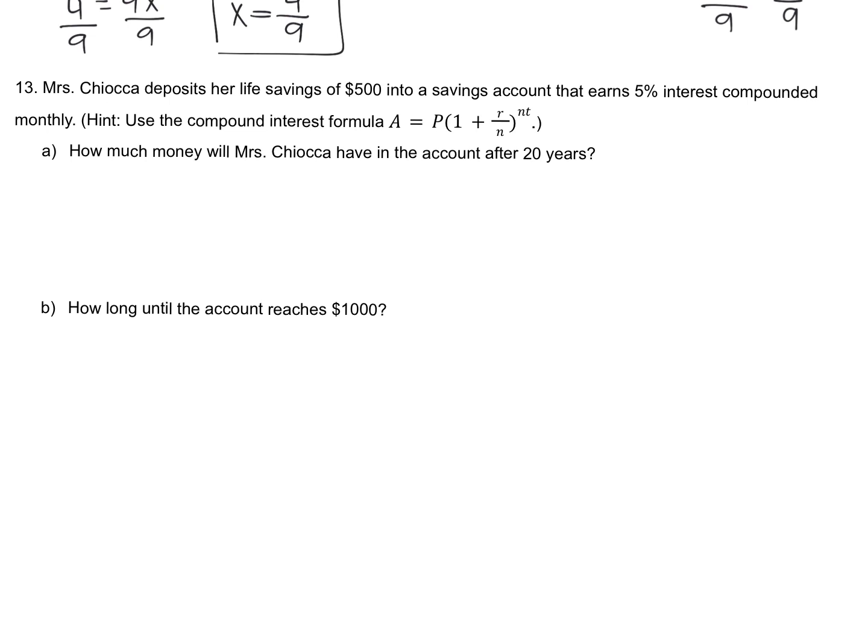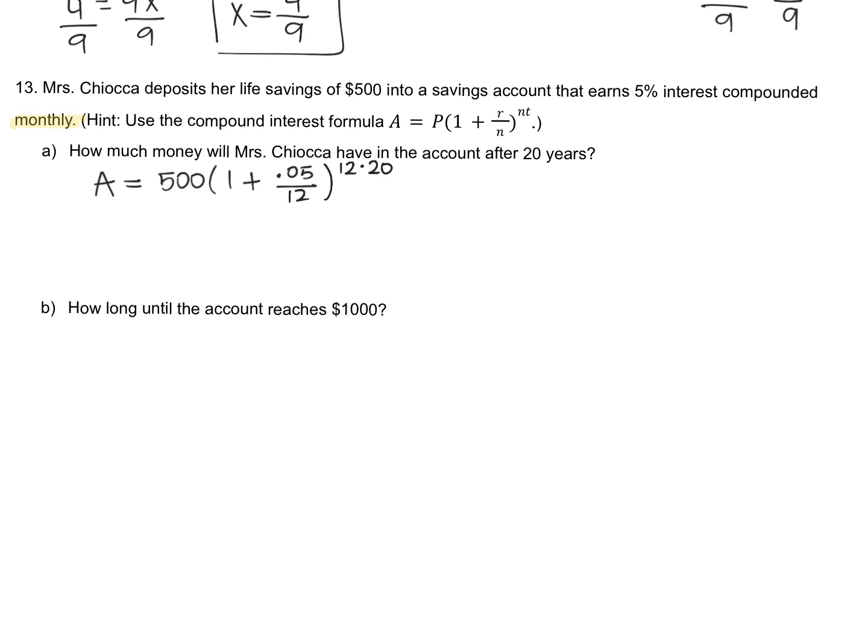So when we're finding how much money she has in the account after 20 years, we're going to do A equals, and then P stands for our initial amount, so 500, times 1 plus, R is the interest rate as a decimal, so 0.05, over N, the number of times interest is compounded in a year. In this case, it says monthly, and there are 12 months in a year, so over 12. And then our exponent is N again, so 12 times T, which is the number of years.